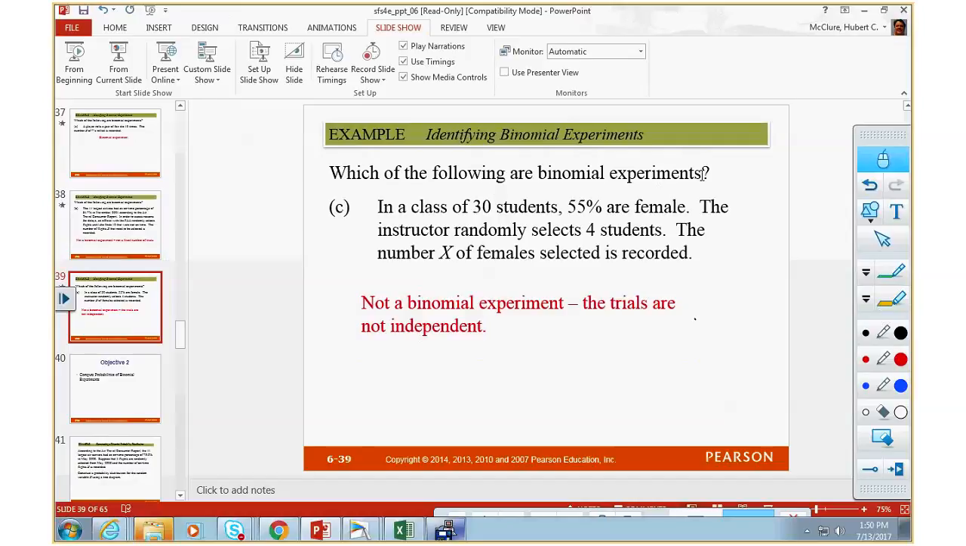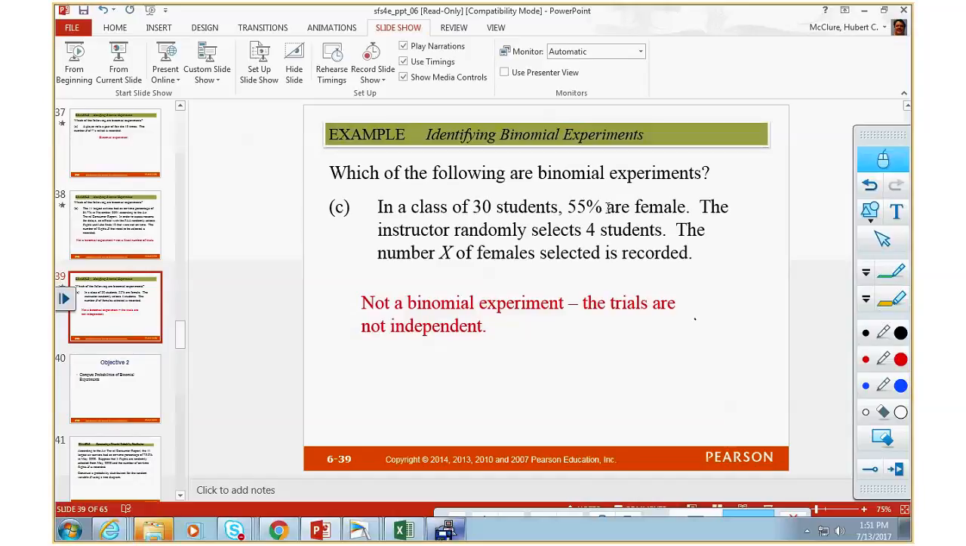Which of the following are binomial experiments? This is not a binomial. In a class of 30 students, 55% are female. The instructor randomly selects 4 students. The number X of females selected is recorded. The trials are not independent. Why are they not independent?